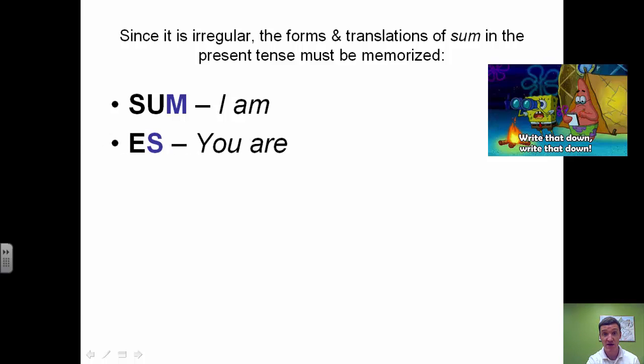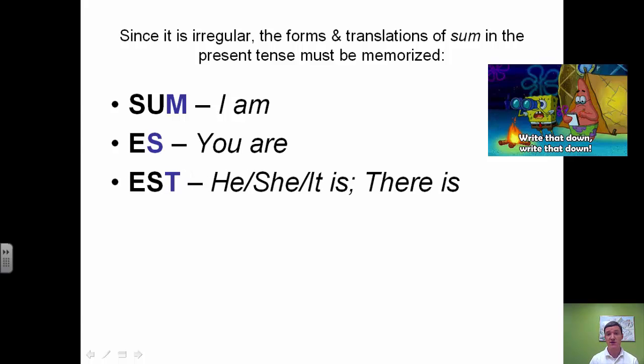Es, in the second singular, you are. And already, right, two forms, you've got a different stem. We start with an SU stem, and we move to an E stem. Weird, right? But we still have that ending. Remember, O or M, S, T, so es ends in an S. Sum, I am, es, you are. Third singular, another new stem, right? We have ES as the stem now, and then we add the ending T. So say it with me. Sum, I am, es, you are, est, he, she, or it is, or there is. Okay, and you'll talk more in class about the there is translation.